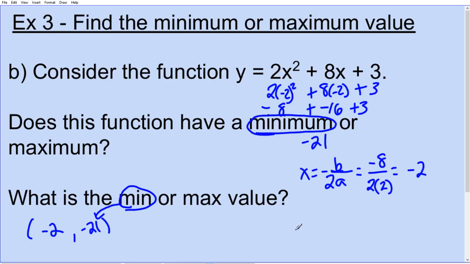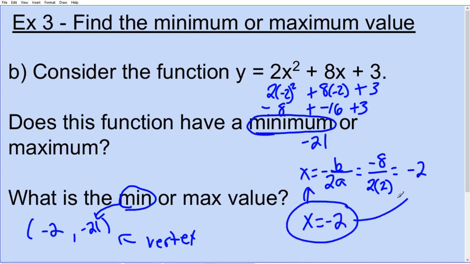All right. This is the same thing as we were doing before. This whole thing is the vertex. This parabola is symmetrical across the line x equals negative 2. That is our line of symmetry. We got that from our formula here.